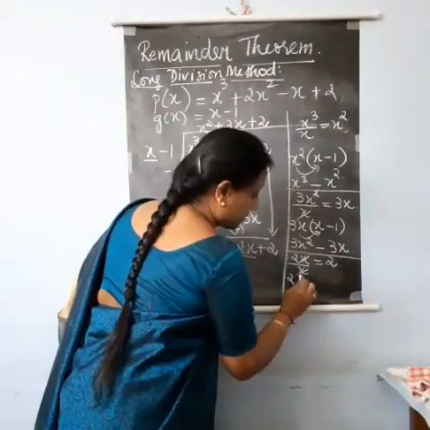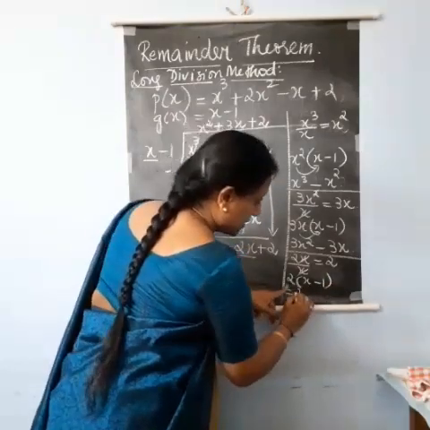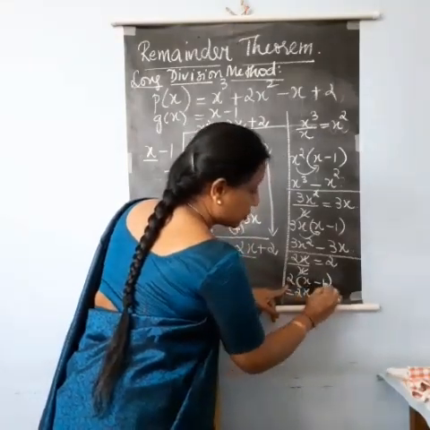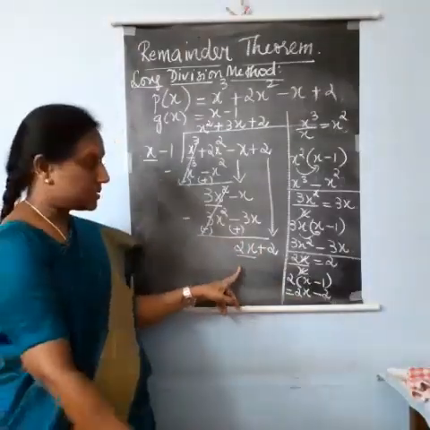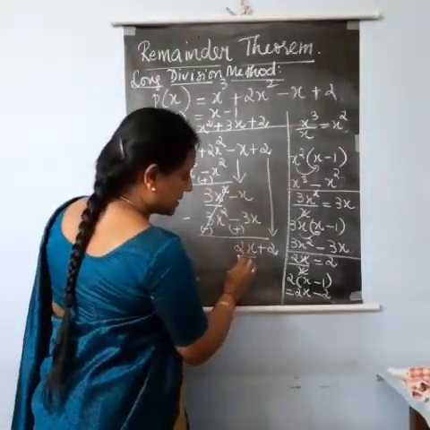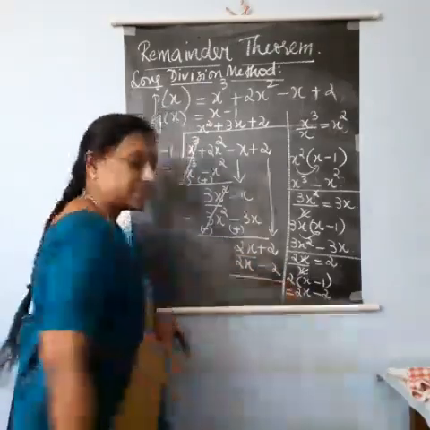Now I have to multiply this by the entire divisor. So what will it become? 2 into x minus 1. So what will you get? 2x minus 2, since 2 into 1 is 2. So this you write below the terms. What will you get here? The x term under the x term and the constant below the constant term.